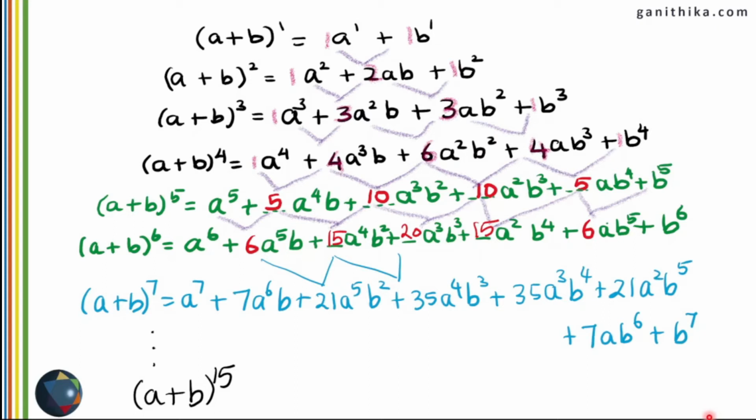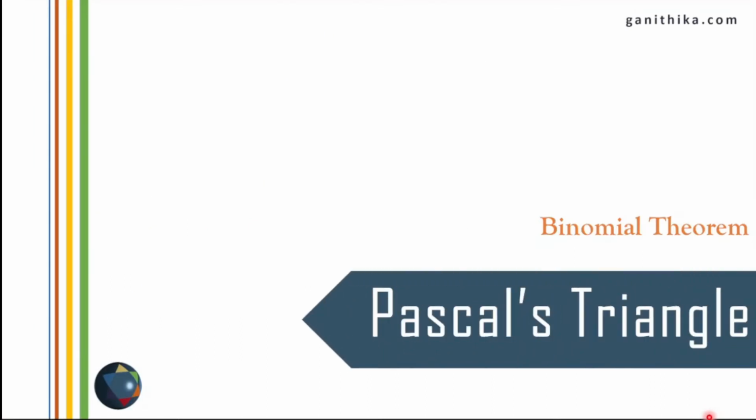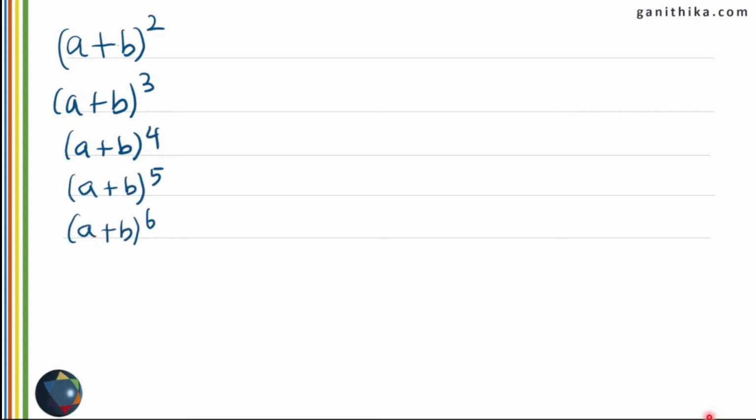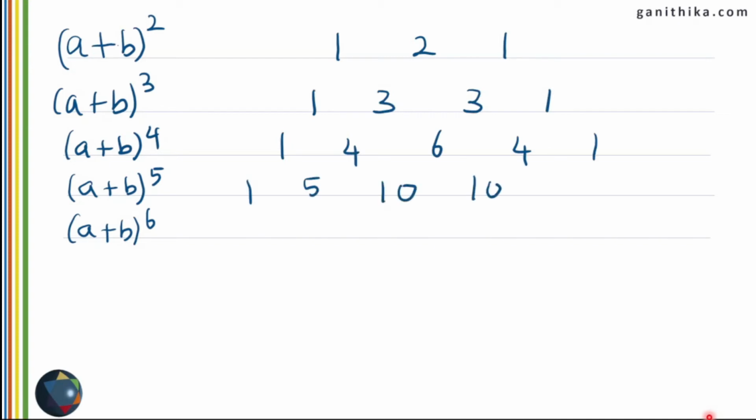So we need to identify some other pattern. For that we need Pascal's triangle. Let's write the coefficients as before for each of these expansions. (a + b)^2 will have 1, 2, 1. Power 3 will have 1, 3, 3, 1, and so on. I am writing this in a pattern as a triangle. This arrangement of these numbers is called Pascal's triangle.